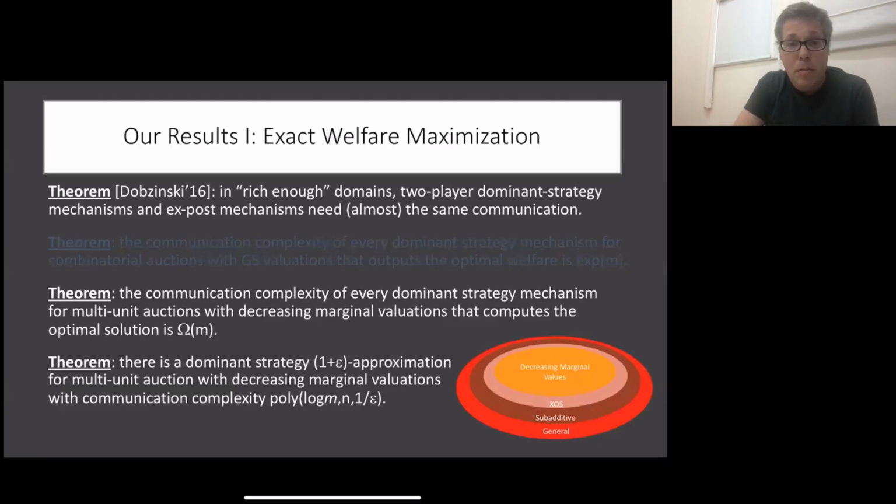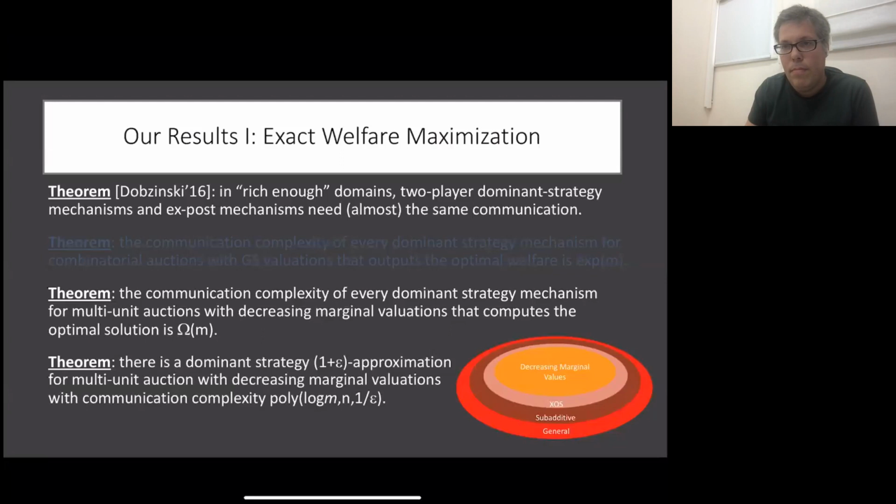Okay, so we complement this result by showing that there is a dominant strategy mechanism that provides a 1 plus epsilon approximation for multi-unit auctions with decreasing marginal values. The communication complexity is logarithmic in m, n, and 1 over epsilon. So this is sort of like an FPTAS. So you cannot compute the optimal welfare efficiently, but you can get as close as you want.